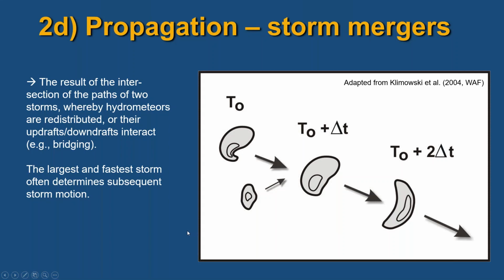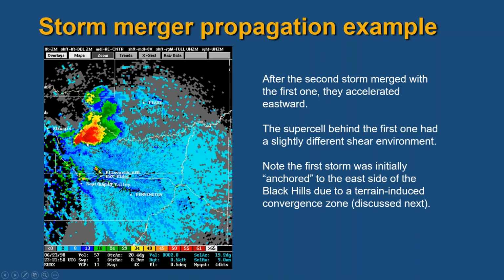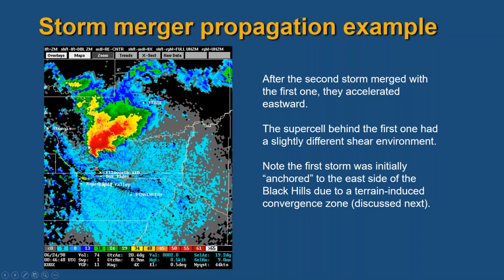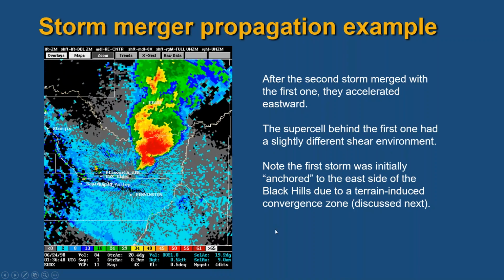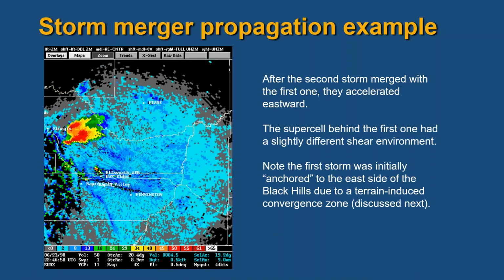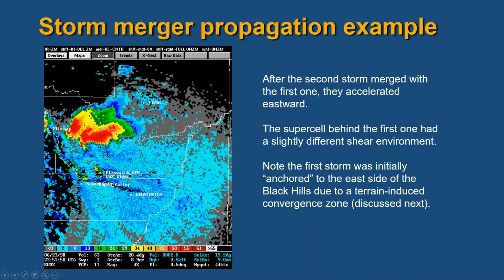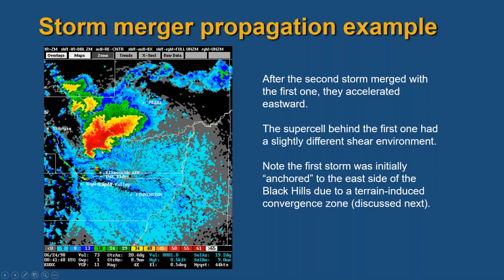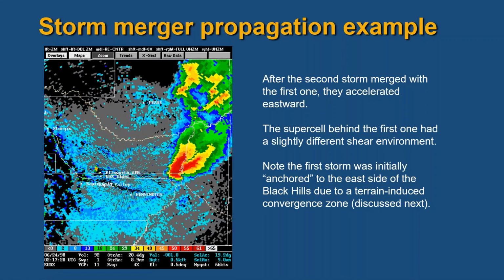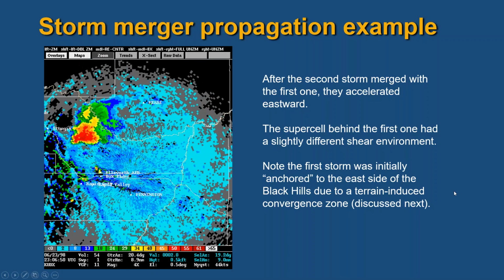So this again is best shown through an animation. We have a supercell that's quasi-stationary, and eventually another one develops behind it, runs into it, and then the storm accelerates. So this is a good example of that acceleration process happening. And note that the storm behind it is in somewhat of a different environment because the lead supercell has modified the surrounding environment, and that's why the storm behind it can actually catch up with it.